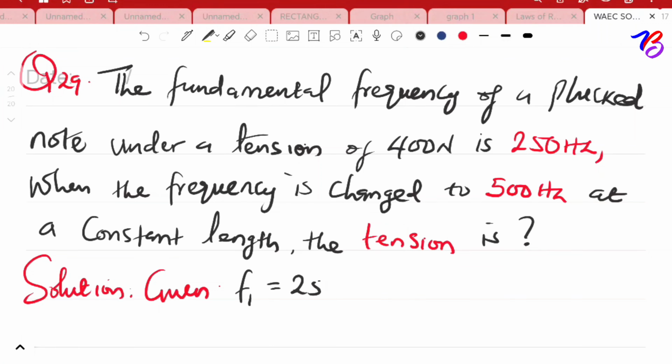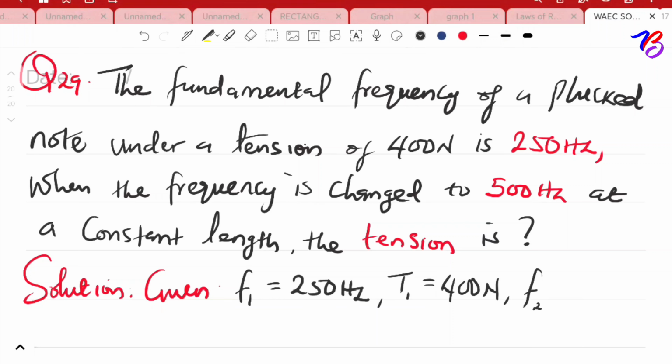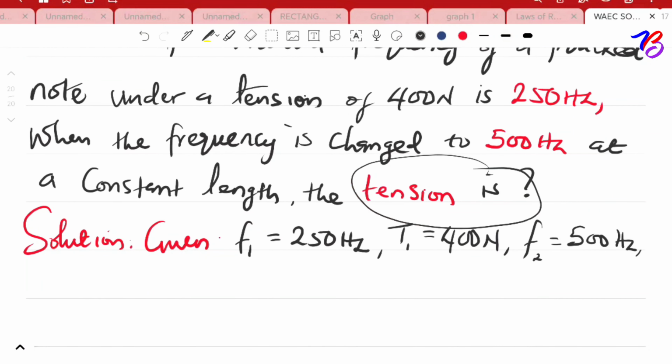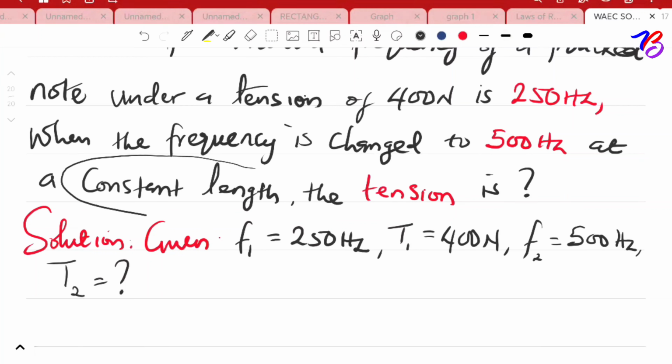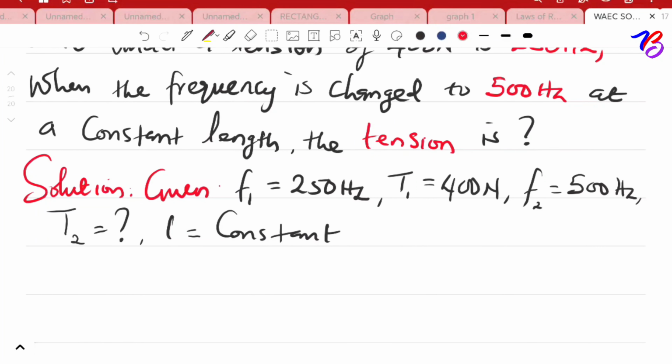So quickly, F1 is equal to 250 hertz. Alongside F1 is a tension of 400 Newton, so T1 is equal to 400 Newton. Then what again is given? The frequency is changed to 500 hertz, so we have 500 hertz as our F2. Is that clear? Then our tension T2 is unknown. If the length is constant, then you know that L is constant. This will help us to use the appropriate formula for this.